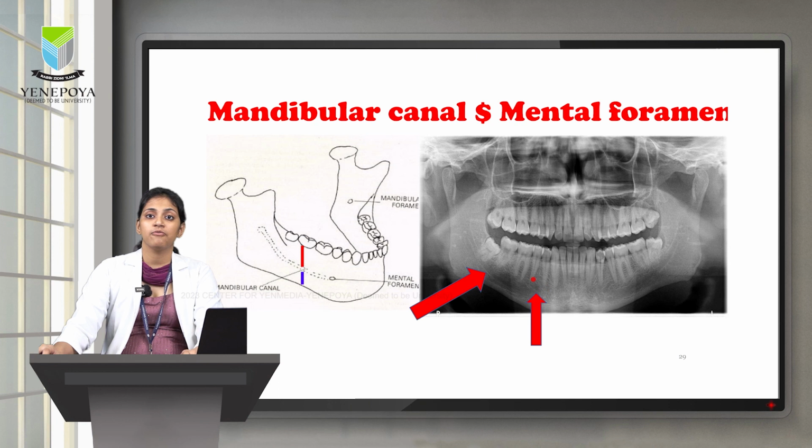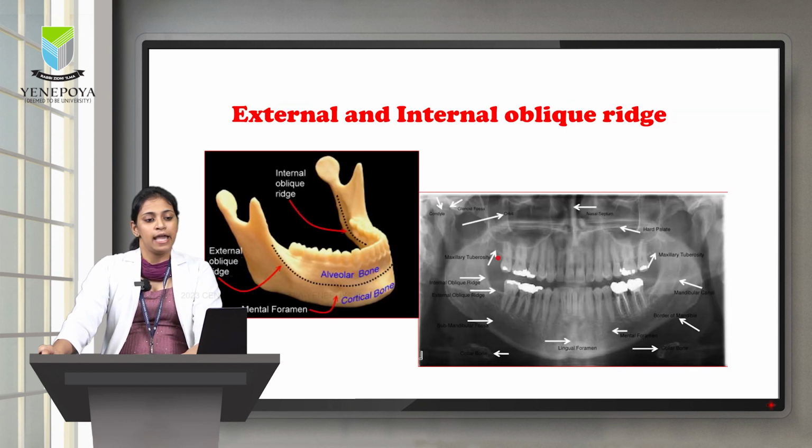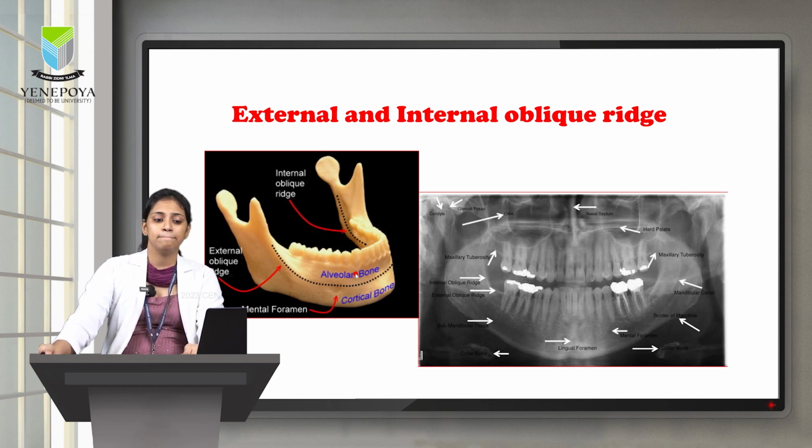apices of mandibular premolars. External and internal oblique ridge. These are prominent ridges that run downwards and forwards. External oblique ridge is seen on the external surface of the mandible, and internal oblique ridge is noted in the internal surface of the mandible. On a panoramic radiograph, it appears as a dense band that extends from the anterior border of the ramus downwards and forwards towards the mandibular molars.